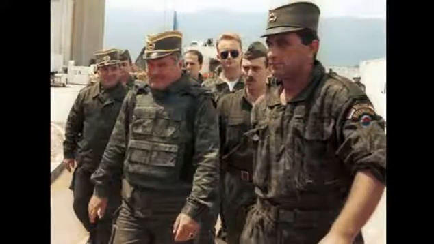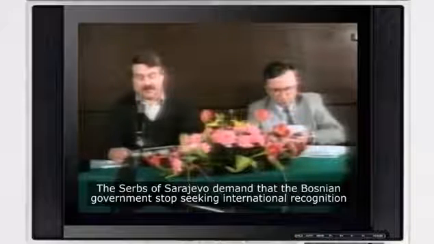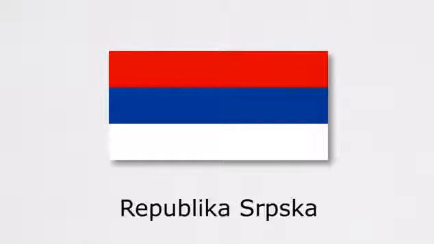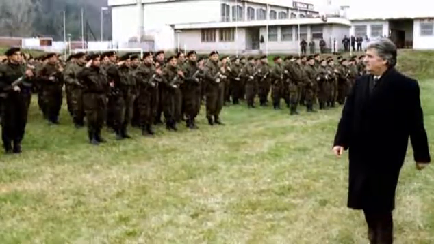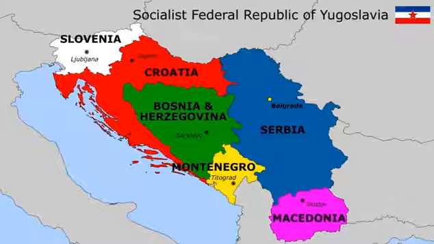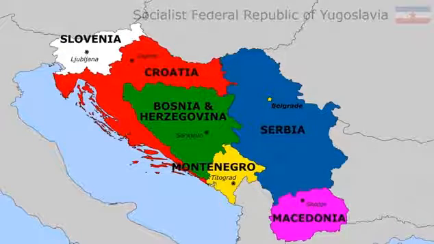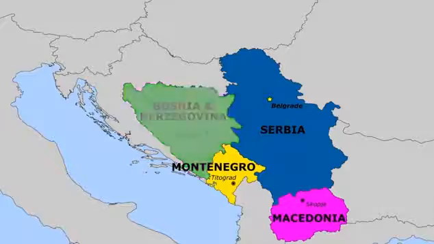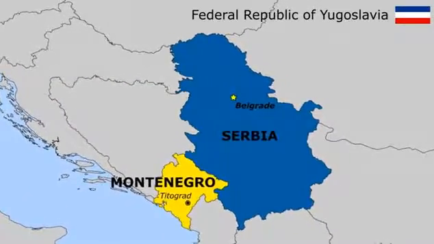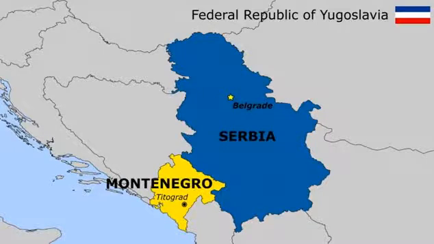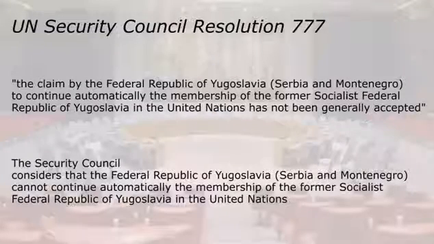Demands were made that Bosnia and Herzegovina stop seeking international recognition. Serbs in Bosnia had declared their own independent republic, the Republika Srpska. All Bosnian Serbs within the Yugoslav army were transferred to the Bosnian Serb army. On the 27th of April 1992, the Socialist Federal Republic of Yugoslavia officially came to an end as a new constitution was adopted with the proclamation of the Federal Republic of Yugoslavia, consisting of just two of the six republics, Serbia and Montenegro. The United Nations denied the request to automatically continue membership as Yugoslavia.